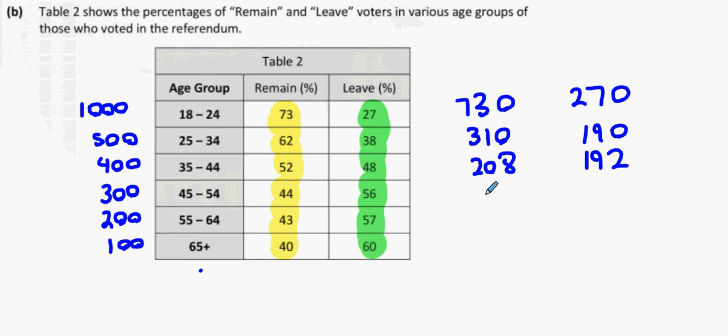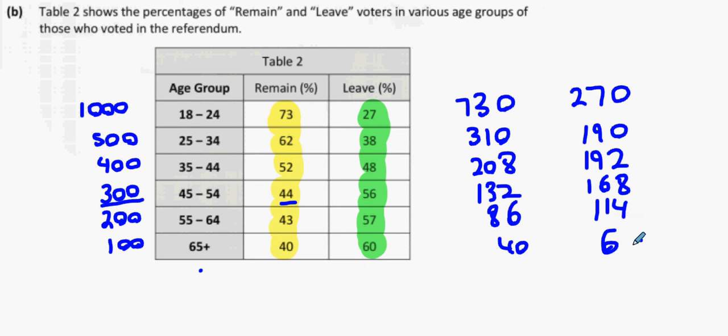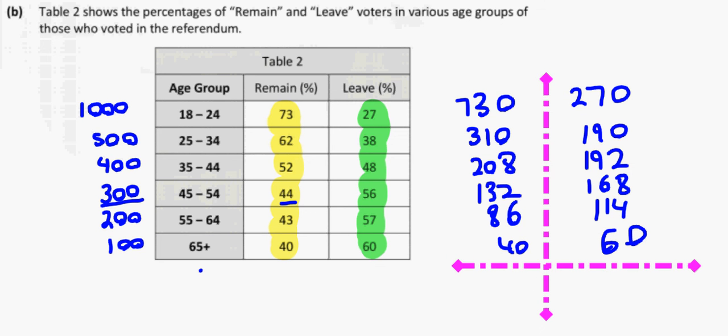Let's do the ones on the left. 44% of 300 has to be 168. Then this one, and then here, 114. And then the last one is 40 and 60. Who won the vote? If we split this down the middle, who won the vote? All day long, Remain won.